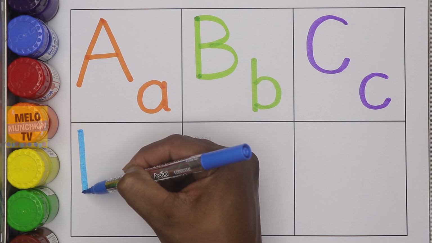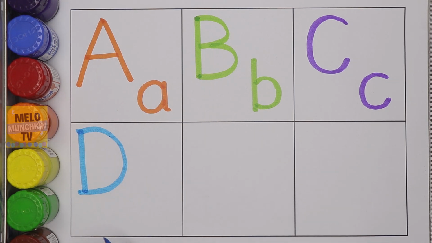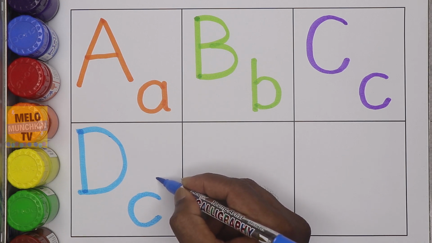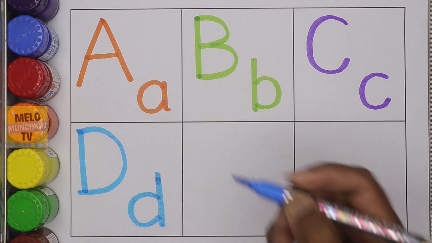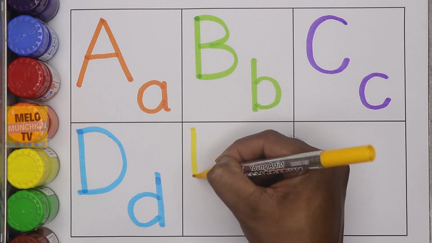Next, I'll take blue color and write the letter D. So this is capital letter D. D for duck. And this one is small letter D. D for duck. Okay.